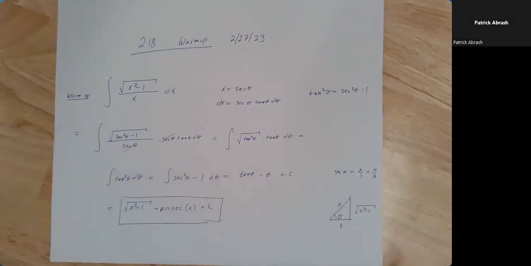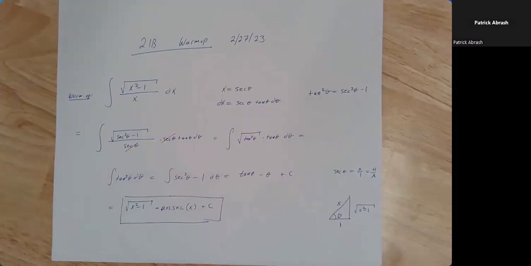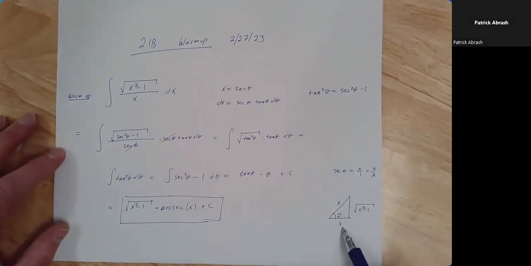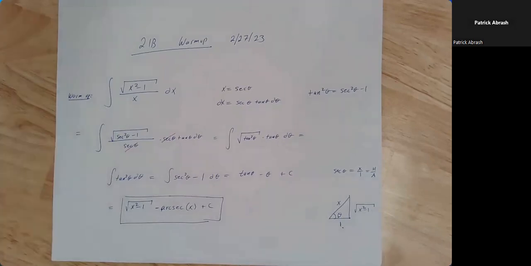Yeah, that's it. Okay. Did I blow it? But tangent is opposite over adjacent, right? I don't know. You take a look. Oh, you put your one in the wrong spot. Yeah.